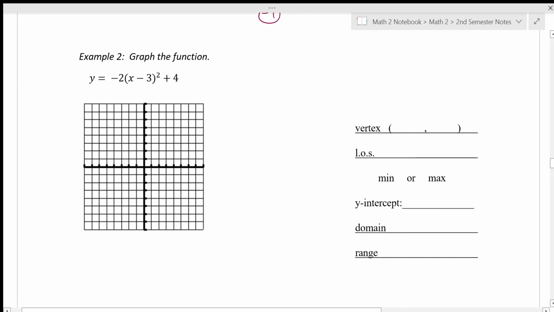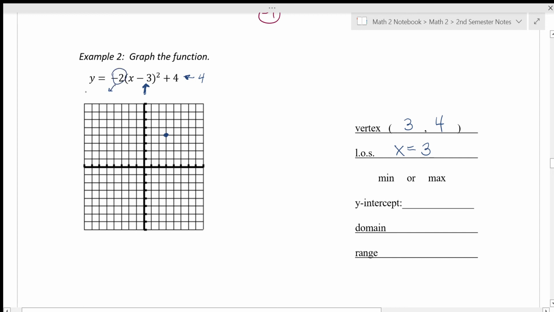All right, we're going to graph another one. So again, identifying the vertex, this is our h, and it's going to be the opposite sign, so that's the x value of our vertex. So the x value of our vertex is 3, and then the y value is here, and that sign doesn't change, that sign stays the same. So 3, 4 is our vertex. So I'm going to go ahead and put that on my graph. The line of symmetry is always x equals whatever the x coordinate of my vertex is.